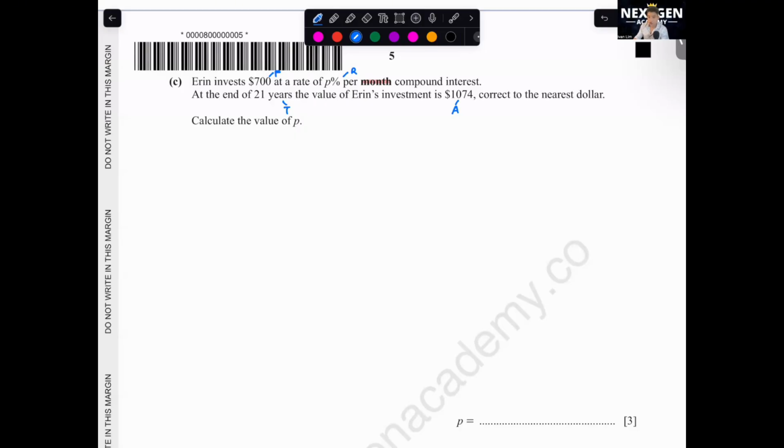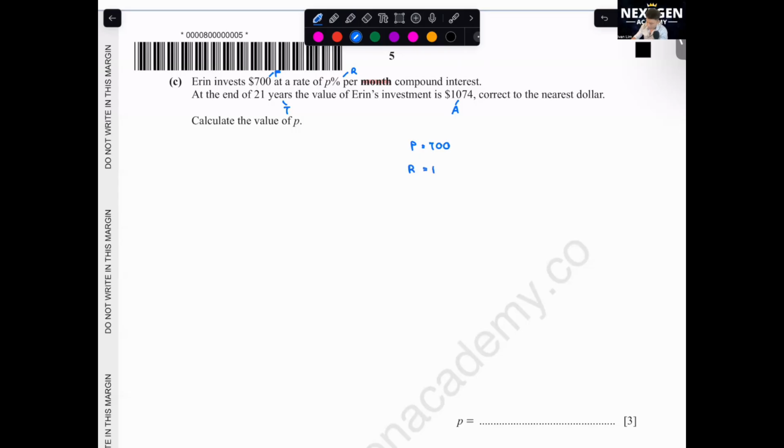We need to change months into years or years into months. I see two answers there. What do you all think? Years into months. Okay, change to months. We need both to be the same units, because right now it is P% per month. This is the interest, and they give you 21 years. So what is the T value right now? How do we calculate the T value? If they give you interest per month, you need to change your time frame into the number of months. So here P is 700. I'll just write it down first.